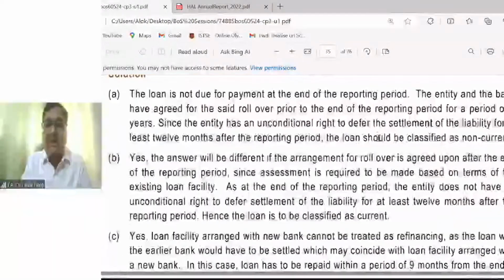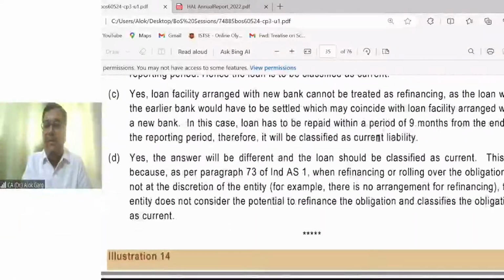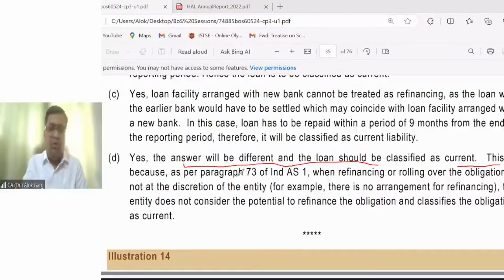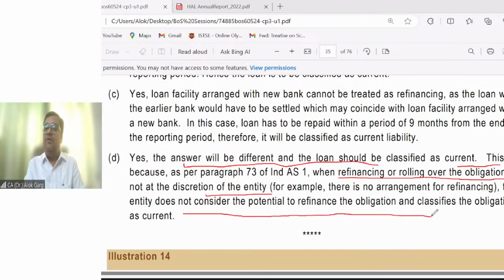So friends, will the liability be classified as current or non-current on the basis of potential? The answer is no. It will be defined on the basis of contractual terms. So in this case, the answer will be different and the loan should be classified as current, right? Just don't talk about the paragraph; this paragraph is regarding current and non-current. When refinancing or rolling over the obligation is not at the discretion of the entity, if tomorrow the bank denies, of course the company has to pay. The entity does not consider the potential to refinance the obligation and classifies the obligation as current, because the company does not have an unconditional right to defer the settlement beyond 12 months.